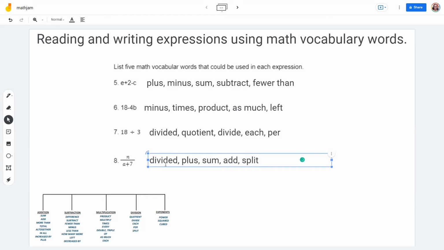So this is how to read and write expressions using your math vocabulary words.